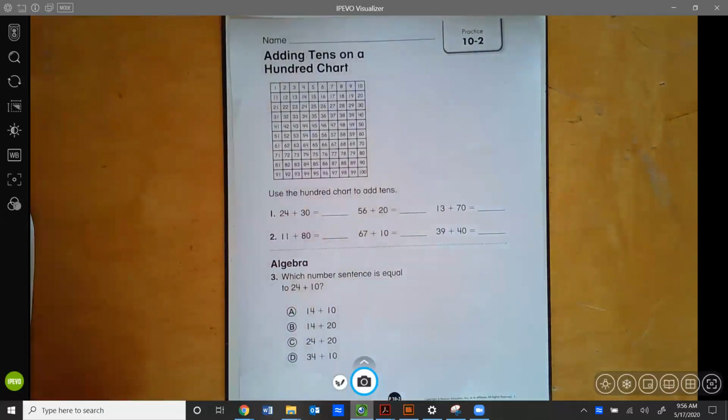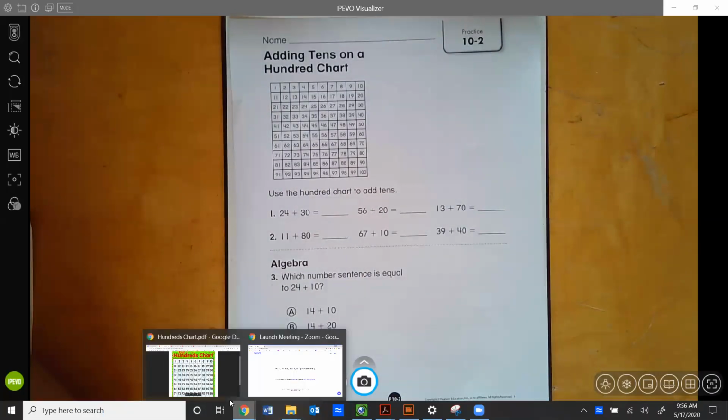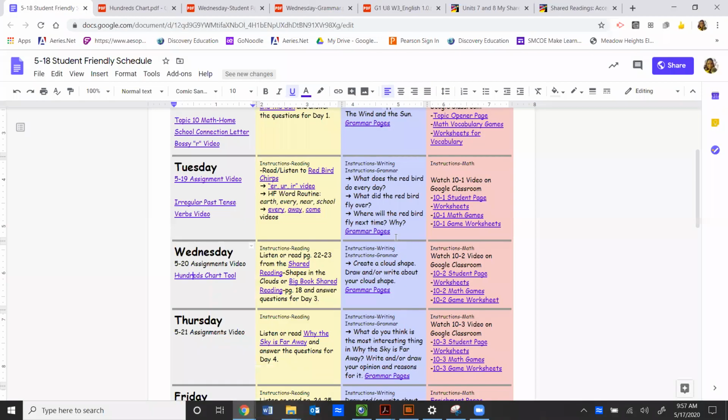Okay, let's go back to our student-friendly schedule. The next on here that you can do are the math games. I'm not going to explain those because there is a nice video here that Ms. Nisha has made explaining how to play the math games, but know that that is something that you can do today.